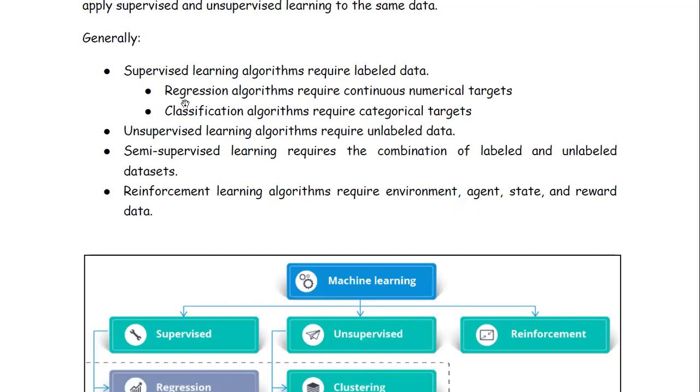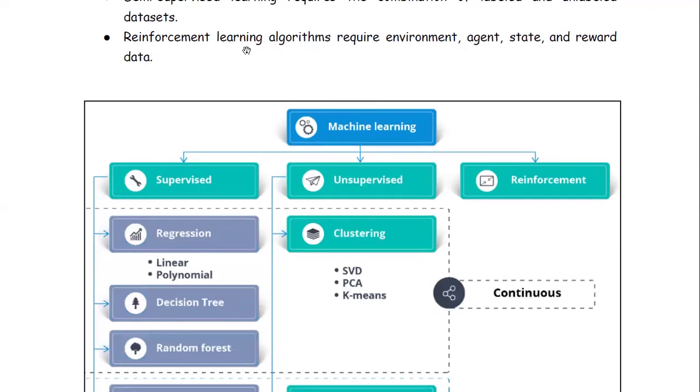In the case of supervised learning algorithms, regression algorithms require continuous numerical targets, while classification algorithms require categorical targets. So whenever numerical values are concerned in supervised learning, we go for a regression algorithm. And whenever categorical targets are there, like yes, no, fail, pass, then we go for a classification algorithm. Unsupervised learning algorithms require unlabeled data. Semi-supervised learning requires a combination of both labeled and unlabeled datasets. And reinforcement learning algorithms require environment, agent, state, and reward data.